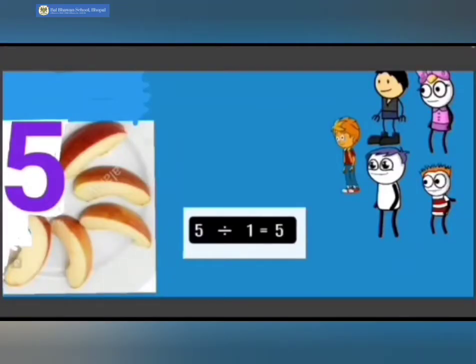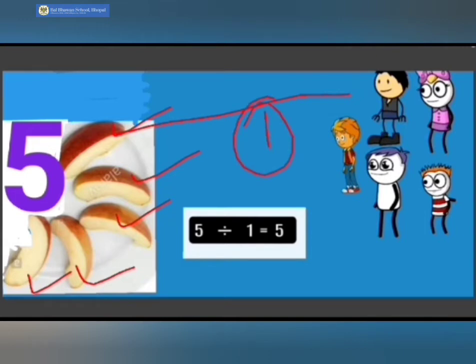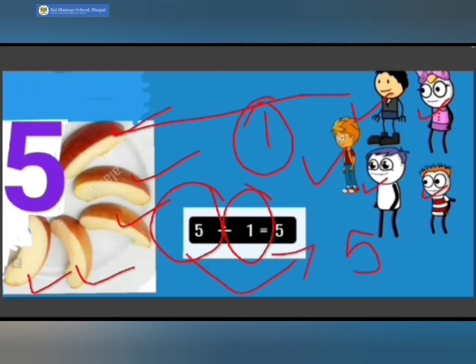So, one apple will be cut into 5 slices and each child is going to get 1 slice each. That means 5 children are going to get 5 slices. One child is going to get 1 slice of the apple. So this proves that if we divide any number by 1, we get the number itself.